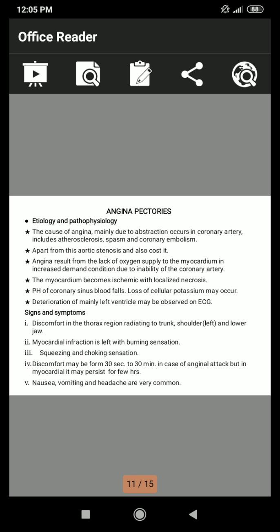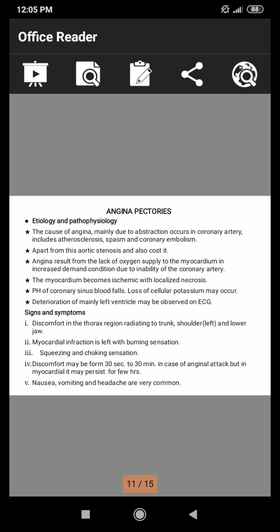In angina pectoris, which signs and symptoms are very common? The nausea, vomiting and headache. These symptoms are very common in angina pectoris.